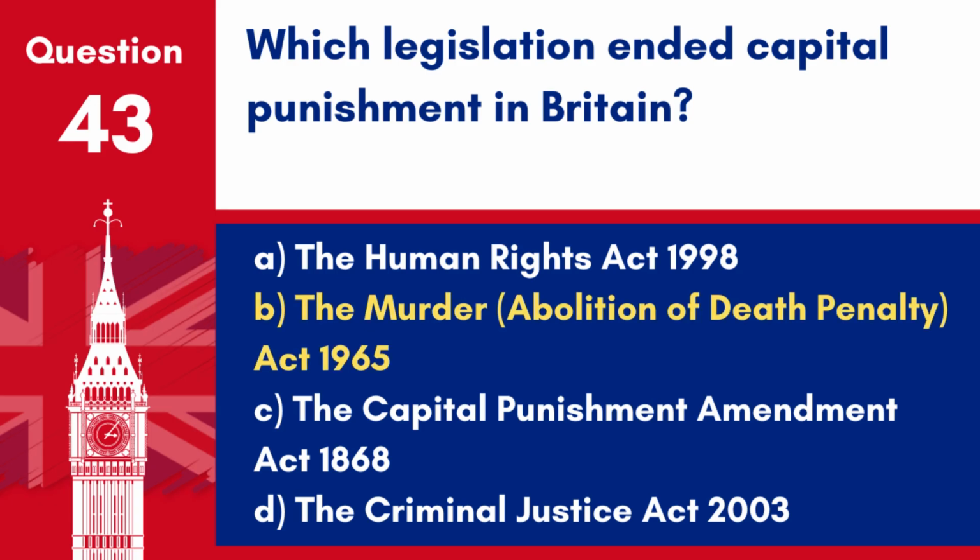Answer: B. The Murder, Abolition of Death Penalty Act 1965. This act suspended and effectively abolished the death penalty for murder in the United Kingdom, initially for an experimental period of 5 years, which was later made permanent.